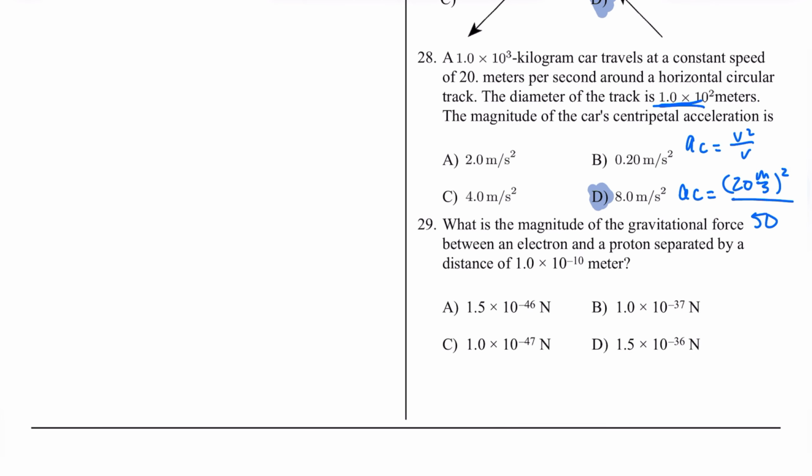So F_g equals big G, so 6.67 times 10 to the negative 11th, times the mass of an electron, which is 9.11 times 10 to the negative 31, times the mass of a proton, which is 1.67 times 10 to the negative 27, all over the distance or the radius they gave us, which is 1 times 10 to the negative 10th. And once we do this math, we're going to get C, 1 times 10 to the negative 47th newtons. So now we're going to do some short response.